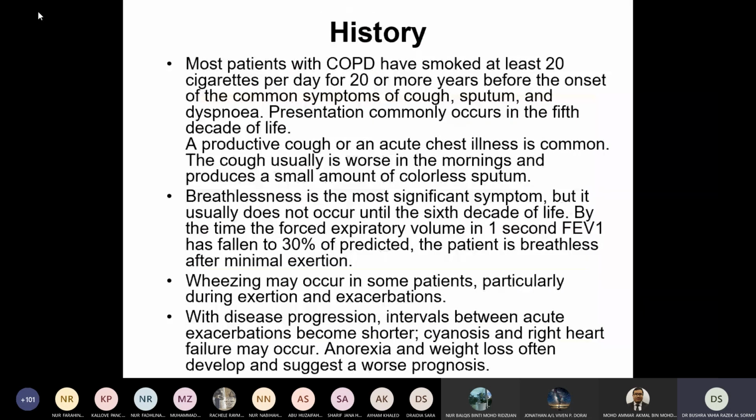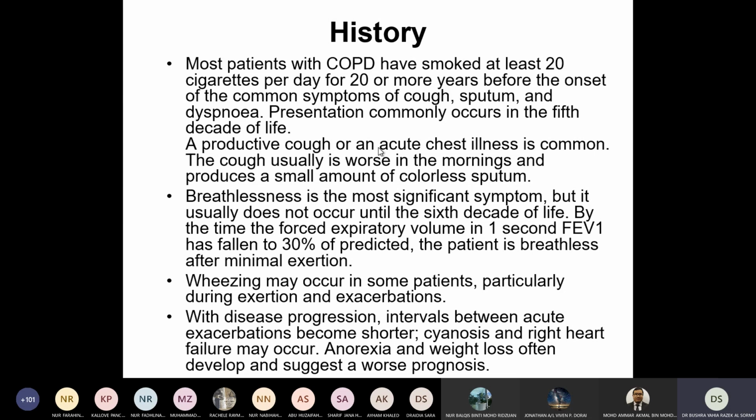How is the history of COPD? Most patients with COPD usually have smoked at least 20 cigarettes per day for 20 or more years before the onset of the common symptoms of cough, sputum and dyspnea, commonly presenting in the 5th decade of life. I mean, if he started when he was 20 years old, it appeared at 50 years. At least 20 years, okay? So long-term and also heavy smoking.